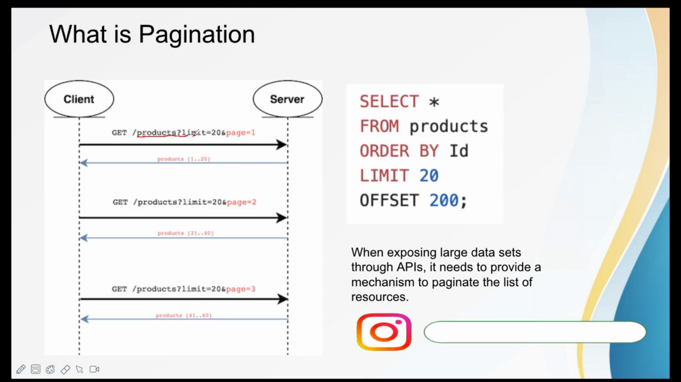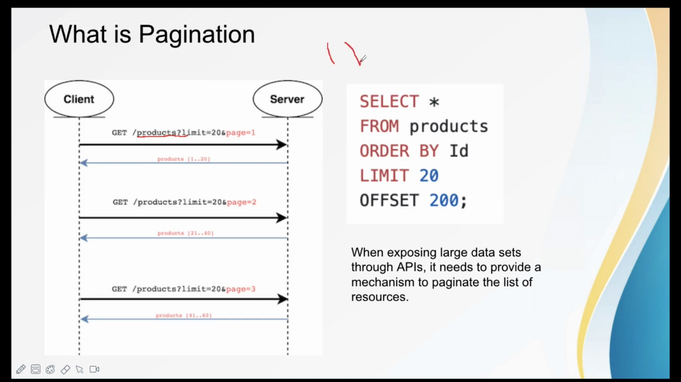So first you will get 20 records from page 1, then you will get another 20 records from page 2. That way you can keep changing the page and continue getting the data. That is what we call pagination. So instead of getting millions of records together, we can split them into multiple pages and get the data page by page.